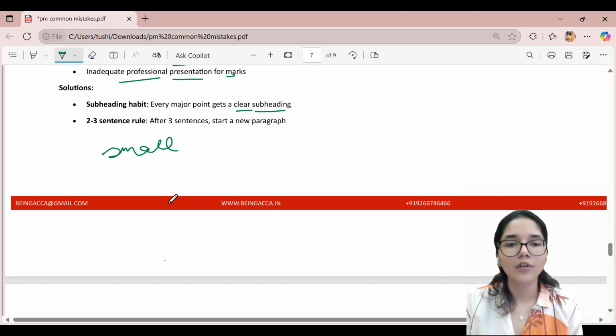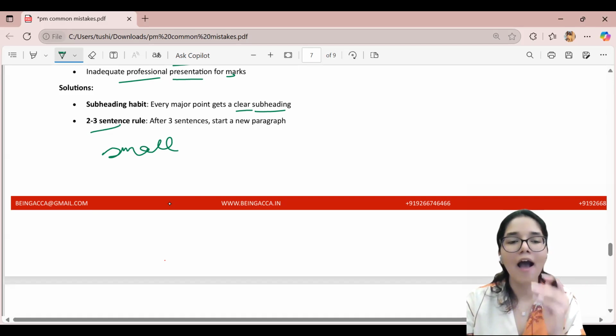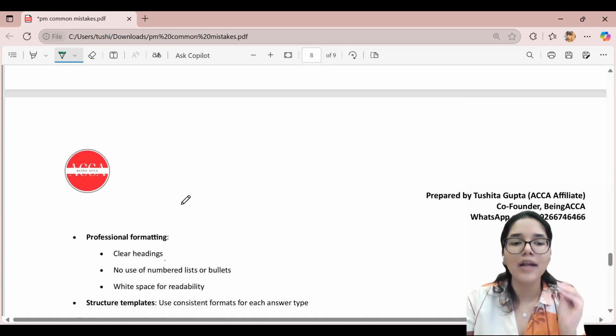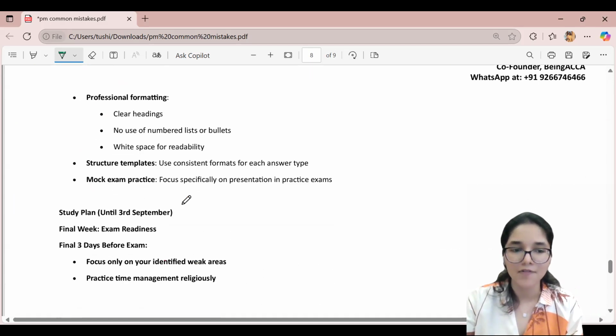You will be following the two to three sentence rule. After 2 to 3 or 4 sentences are written, you will start a new paragraph. You will not go rambling on into lengthy paragraphs.